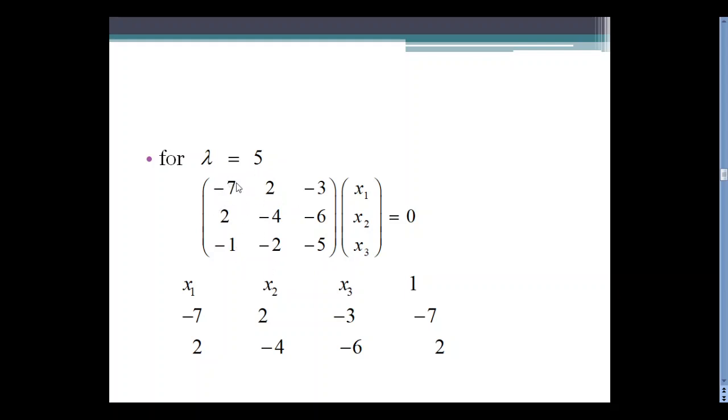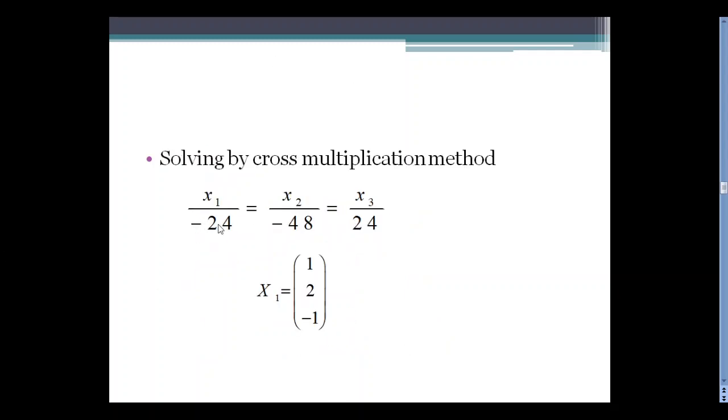I can take either the first and second equations, or the second and third, or the first and third. Any two different equations we can solve by the cross multiplication method. Now I will take the first equation and the second equation. So below: x1 minus 7, 2; x2 2, minus 4; x3 minus 3, minus 6, 1. Again I have written the first element minus 7, 2. Cross multiply and finally you get minus 24, minus 48 and 24.